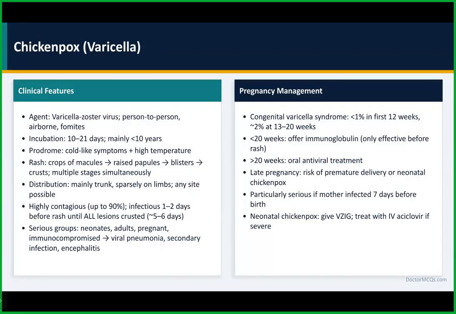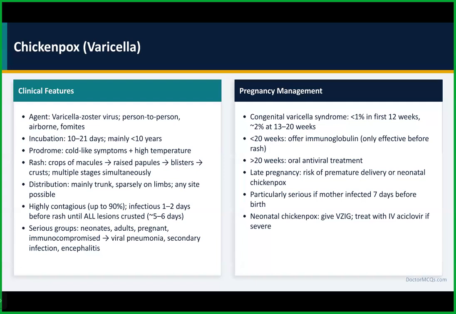Now comes chickenpox, varicella. Everybody knows the reactivation of chickenpox, known as varicella zoster virus. I was talking about this at the start of the session, like varicella zoster also comes as a burning sensation of pain. Clinically, it's varicella zoster, person to person, and its incubation is 2 to 3 weeks, so 10 to 21 days. Mostly it occurs around 10 years; most of the kids might have it up till 10 years.